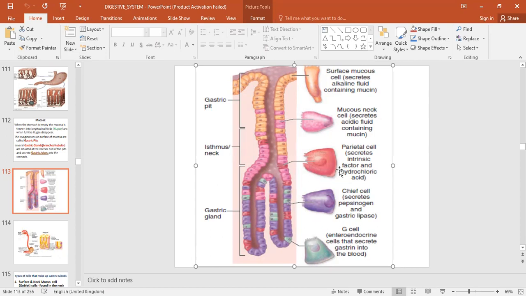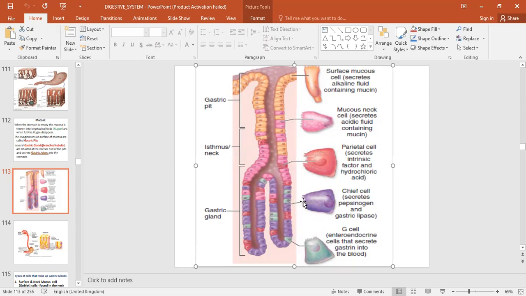So oxyntic cells are the cells responsible for producing two important chemicals. Number one is hydrochloric acid. Number two is intrinsic factor. Intrinsic factor is essential in the absorption of vitamin B12 by the large intestines. So vitamin B12 is known as extrinsic factor, whereas intrinsic factor is secreted by parietal cells. So as long as there's this intrinsic factor, then vitamin B12 will be easily absorbed from the large intestines. These cells are found here at the entrance of the glands.